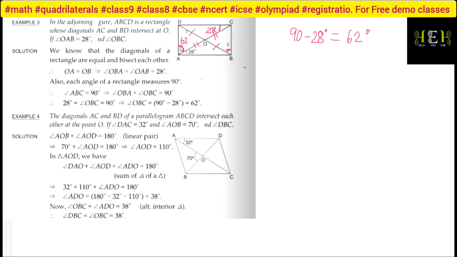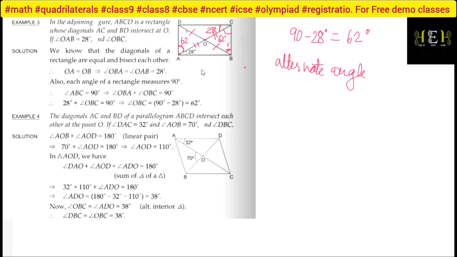Now see, this line is parallel to this line, so I can say this one is also 62, right? Why? Because all these are alternate angles, interior alternate angles, right? They are interior alternate angles.